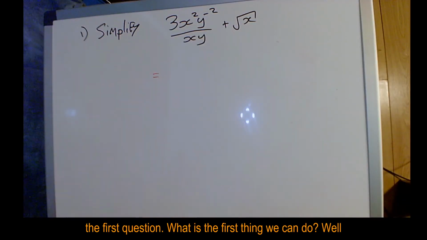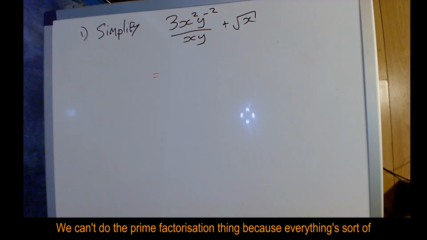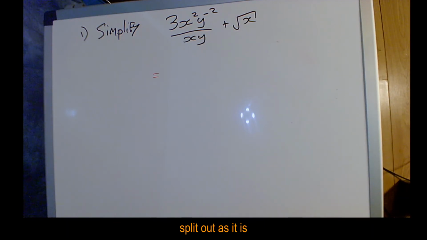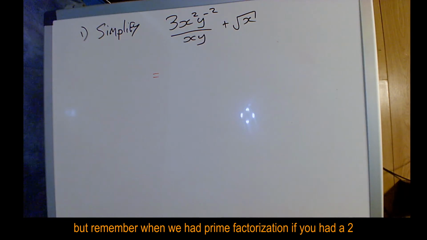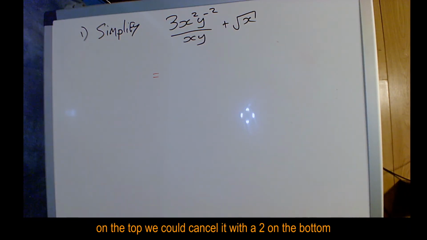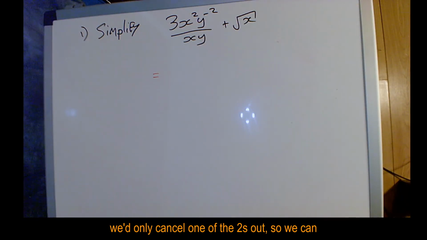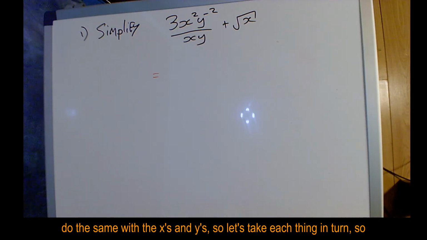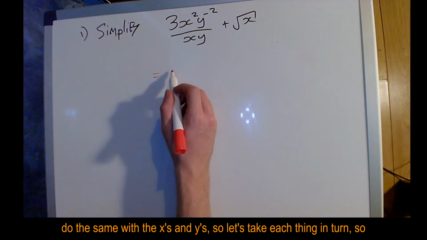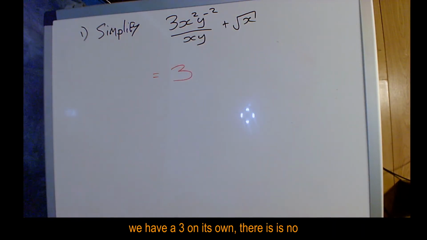What is the first thing we can do? Well, we can't do the whole prime factorization thing, so everything's sort of split out as it is. But remember when we had prime factorization, if we had a 2 on the top, we could cancel it with a 2 on the bottom. If we had a 2 multiplied by 2 on the top, we'd only cancel one of the 2's out. Yep. So we can do the same with the x's and y's. So let's take each thing in turn. So we have a 3 on its own. There is no number on the bottom.